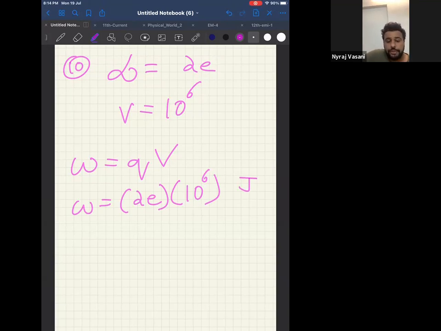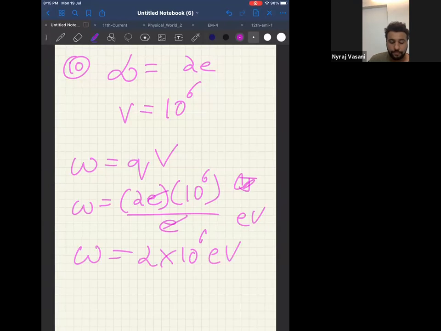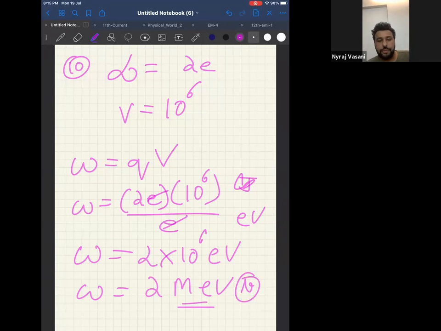But now if you look at the options, options are in electron volt. To convert joule into electron volt, I have to divide this by charge of an electron, 1.6 into 10 power minus 19. Therefore, the answer in joule, divided by charge of an electron, gives electron volt. Electron and electron will cancel. Therefore, it will be 2 into 10 power 6 electron volt, or work done will be 2 mega electron volt. 10 power 6 is mega. Therefore, option will be B.